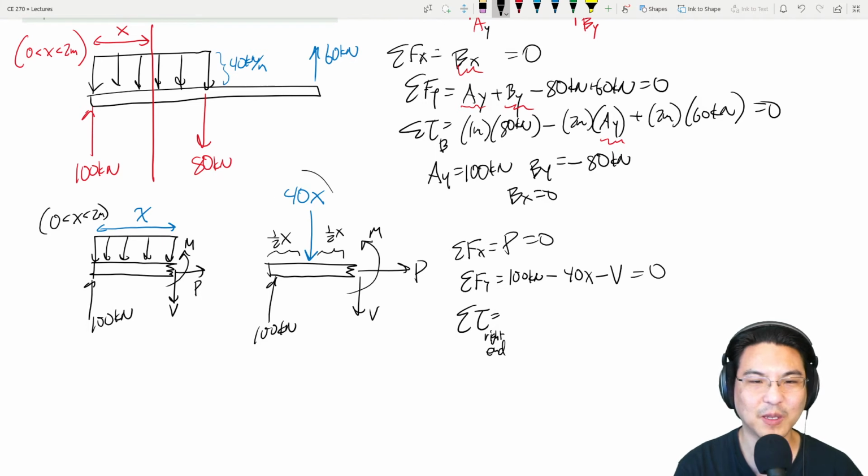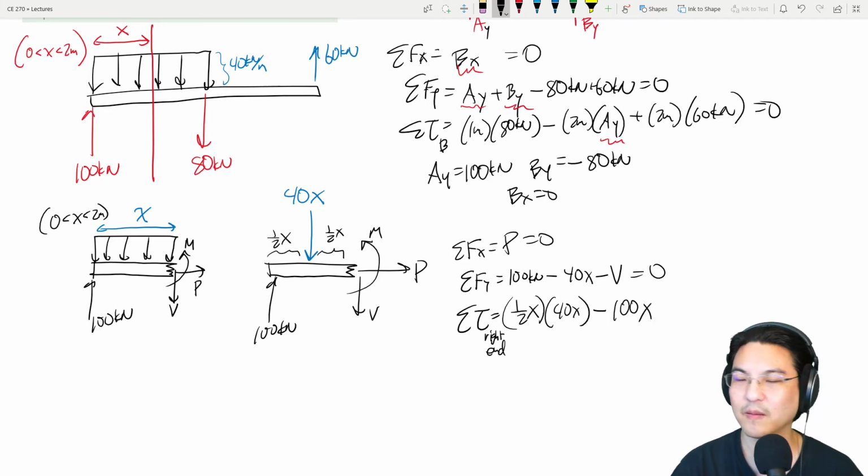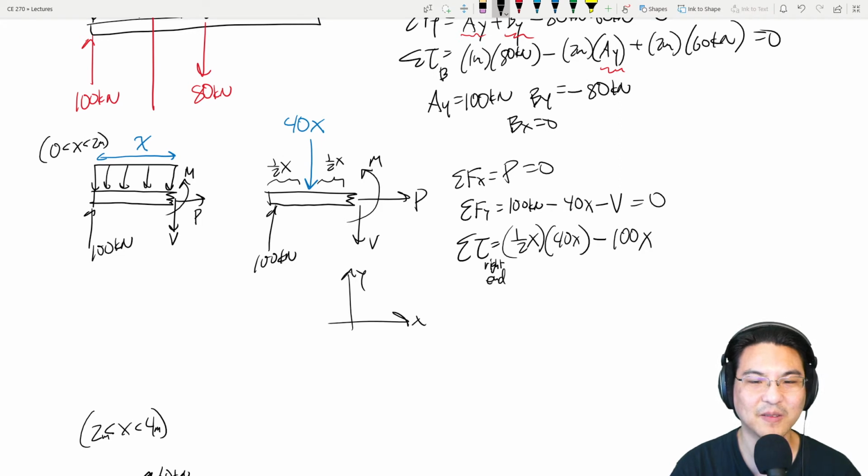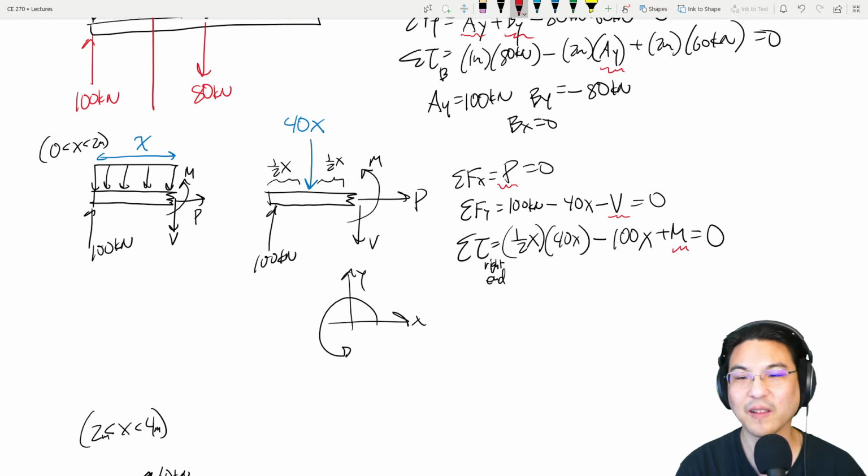Okay, so that's going to be 40x times 1/2 x, 1/2 x times 40x. And then from this would be minus, here to here is x, and then 100. Okay, and then there's also the couple here, and my coordinates were like this. So z is this way, so that's positive z, so plus. Okay, and then let me point out the unknowns here, here, here for variable x.